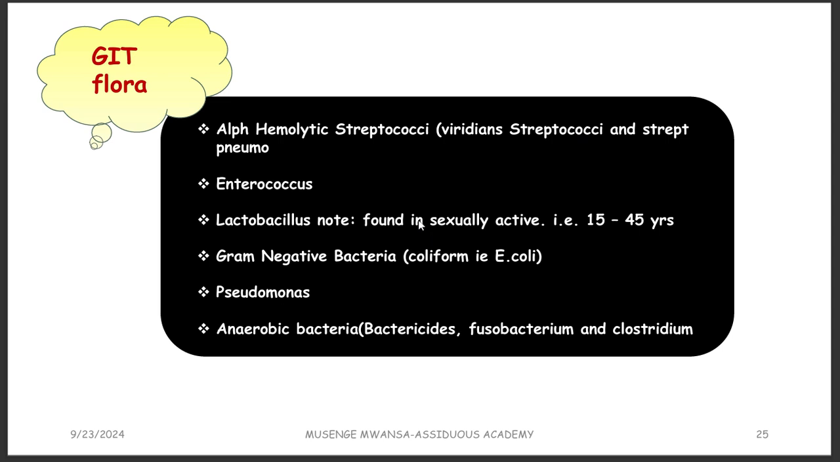lactobacillus, which is found in the sexually active between 15 and 45, and then the gram-negative bacteria like the E. coli, Pseudomonas, and then anaerobic bacteria like the Bacteroides, Fusobacterium, and Clostridium. These are the ones that are found in the GIT as normal flora.